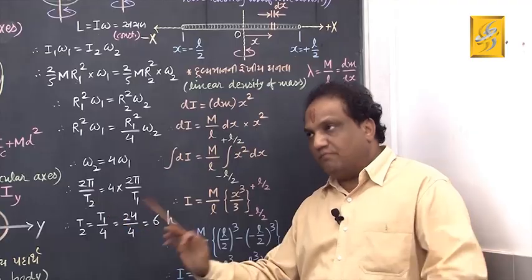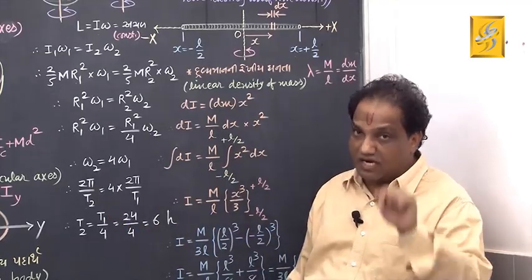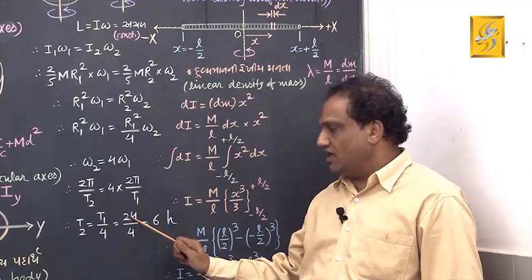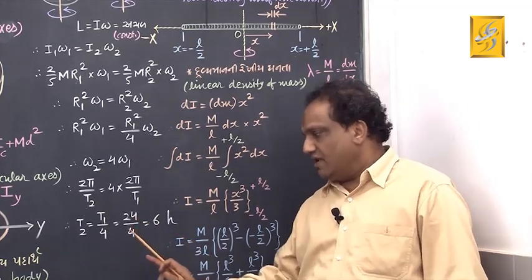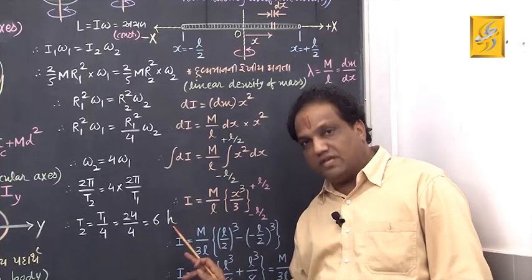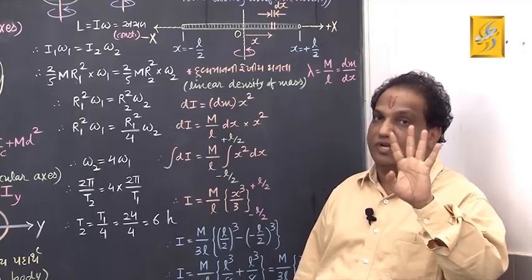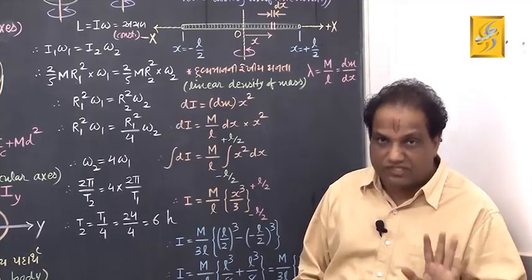Present periodic time means the time taken by earth to complete one rotation about its own axis. Right now, at present, you know it is 24 hours, divided by 4. 24 upon 4 will give you 6 hours per day. So a day will have a new length. How much? Only 6 hours.